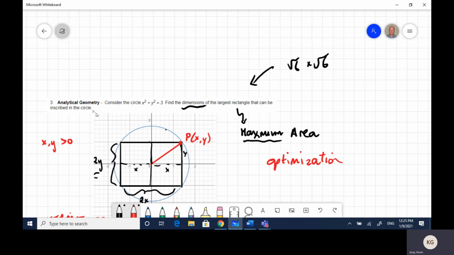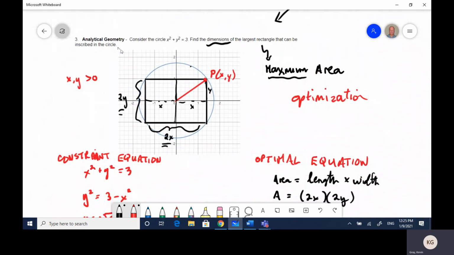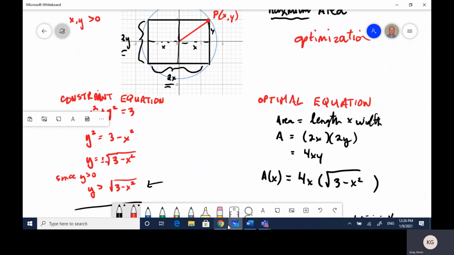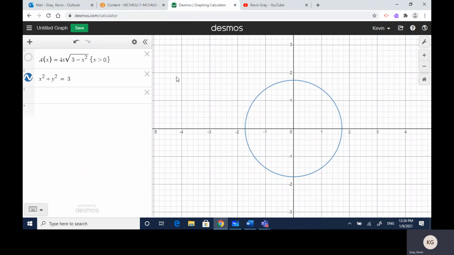All right, so that's how you solve an optimization question. You use the constraint equation, rearrange it, substitute it into your optimal equation, take the derivative, set it equal to 0, and solve for your independent variable here. I want to take a second and show this on Desmos though, because I think it's nice to be able to see this type of thing.